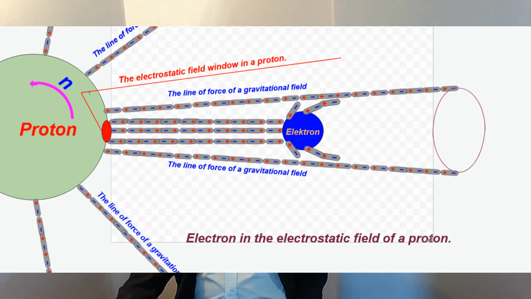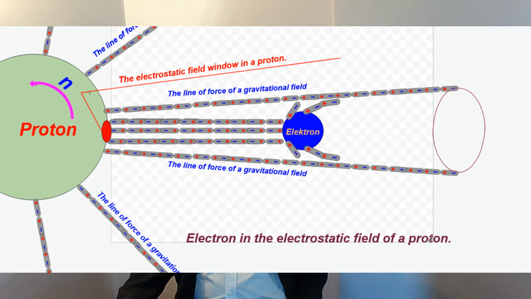I will carry out further explanation based on the new proton drawing, which shows all the most important elements. The figure shows a proton with the gravitational field force lines marked. The window of the electrostatic field force lines emerging from the proton was also shown. The lines of force of the gravitational field form a funnel around the electrostatic window.